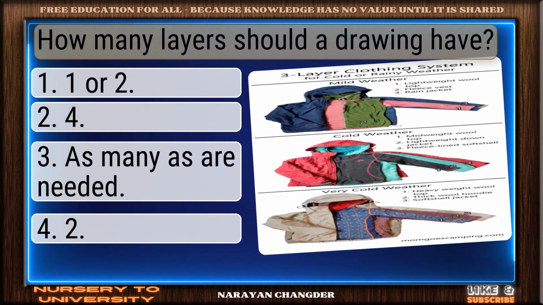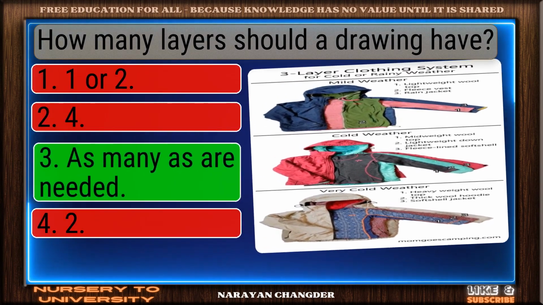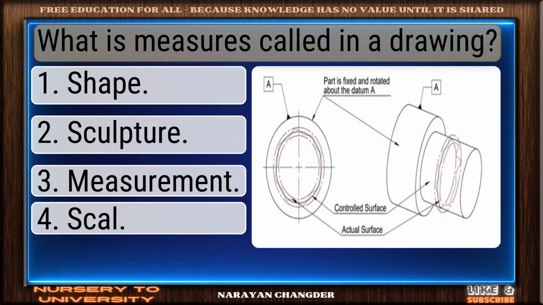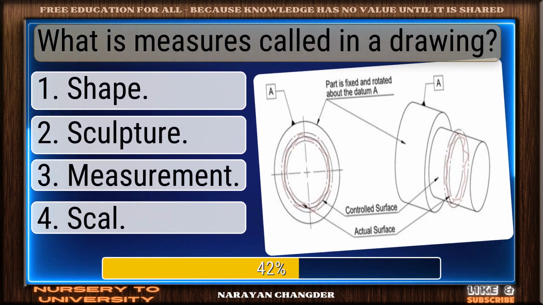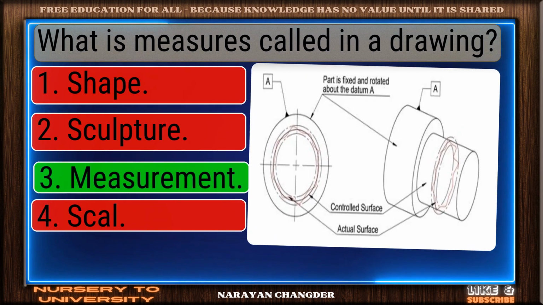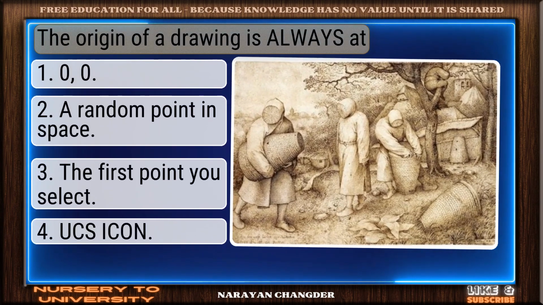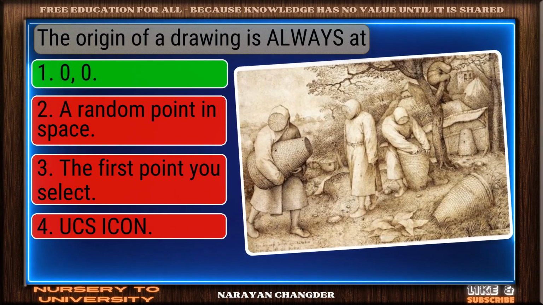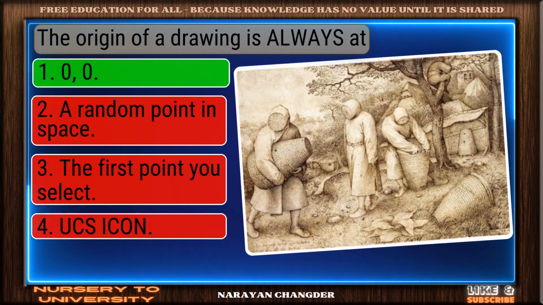How many layers should a drawing have? Well done. As many as are needed is the right choice. What are measures called in a drawing? Perfect. Measurement is the correct choice. The origin of a drawing is always at? Nice selection. 0, 0 is the correct and valid answer.